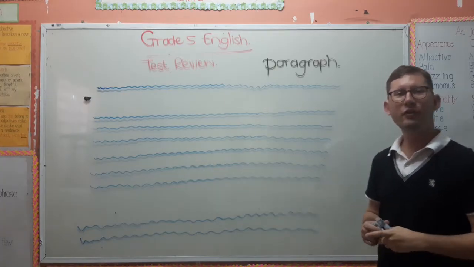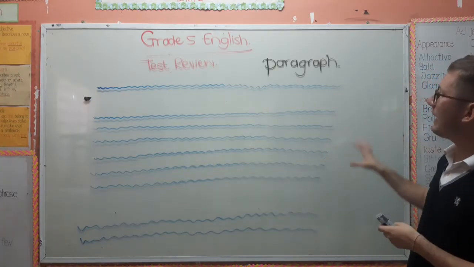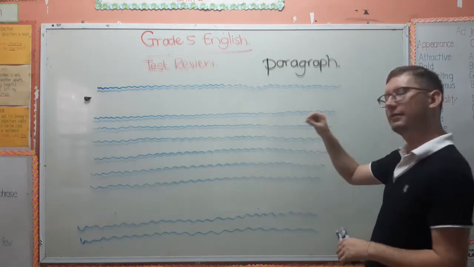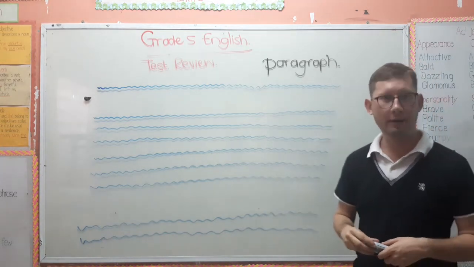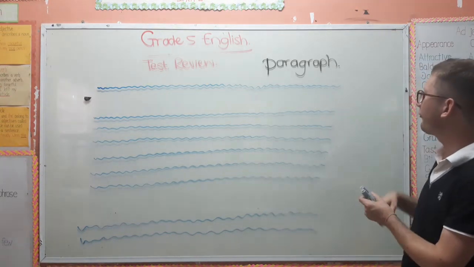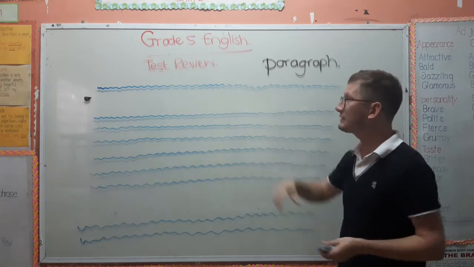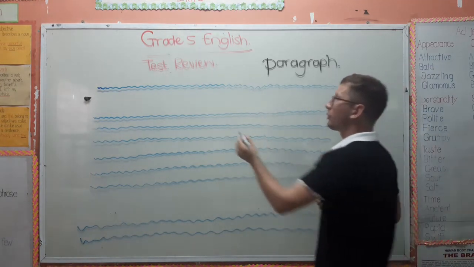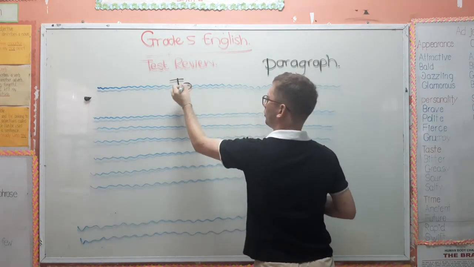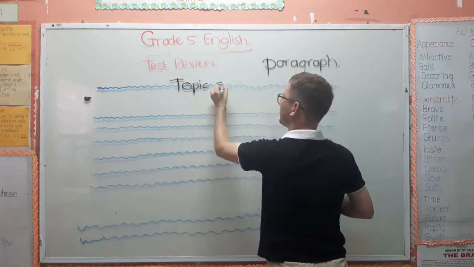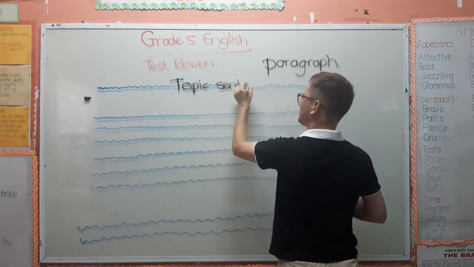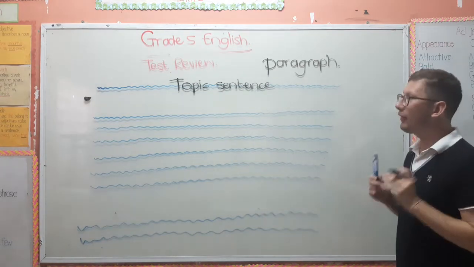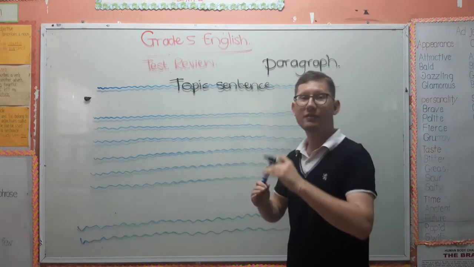Okay guys, so let's have a look. For example, this is the outline of a paragraph. These lines represent the content of the paragraph. So let's have a look at the first line. The first line would normally be your topic, your topic sentence. Then you have to leave space.